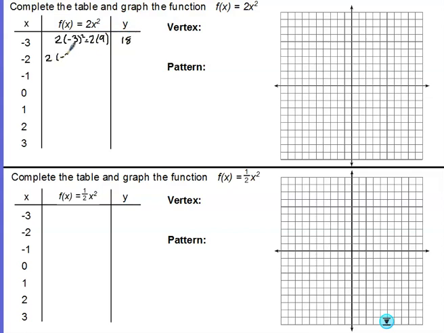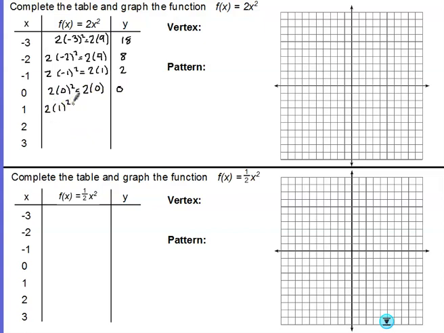When I plug in a -2, -2 squared is 4, so 2 times 4 would be 8. Plugging in a -1, -1 squared is just 1, and then I multiply by 2 to get 2. Plugging in a 0, 0 squared is 0, and then 2 times 0 is still 0.